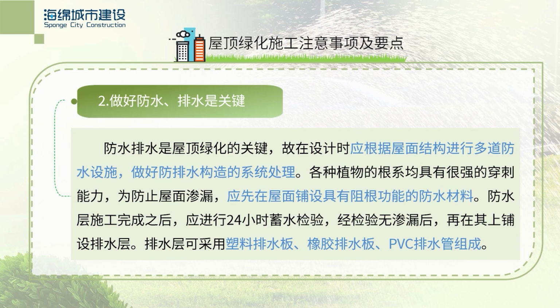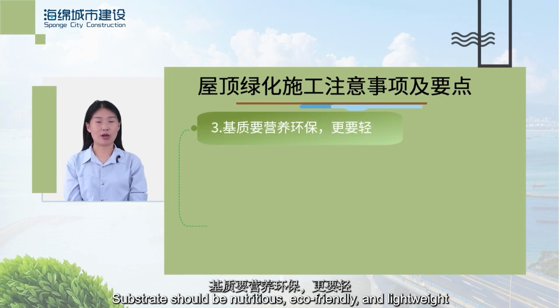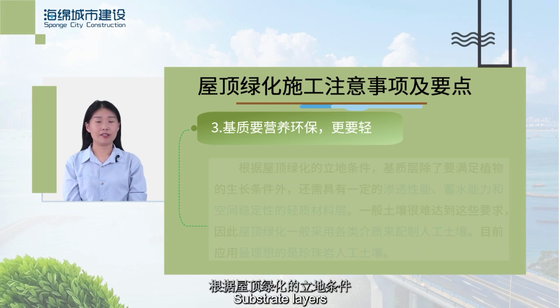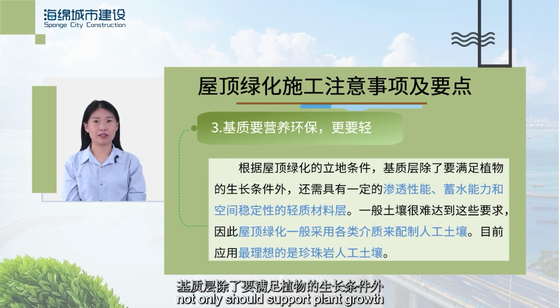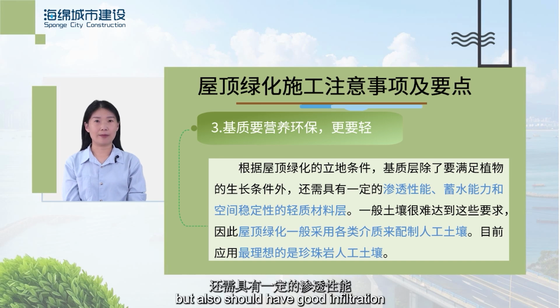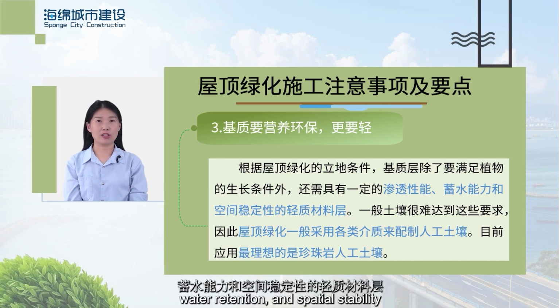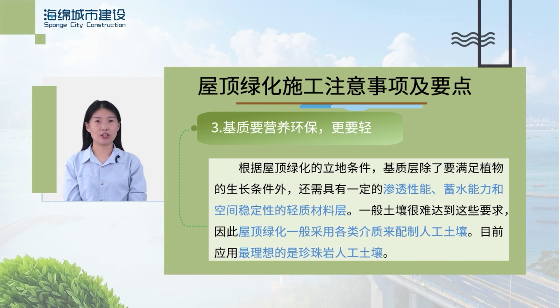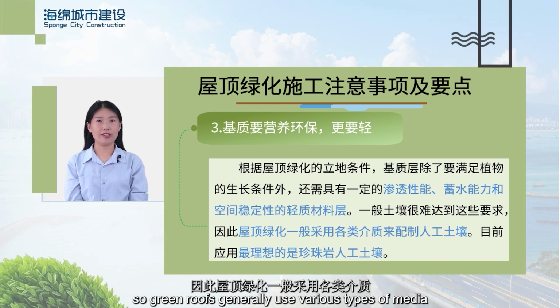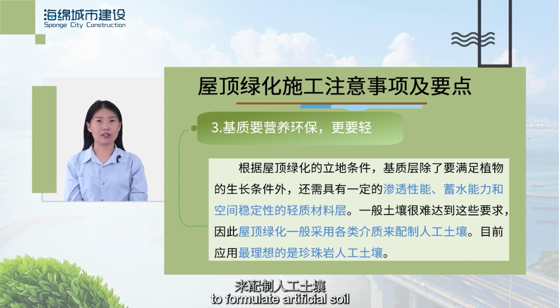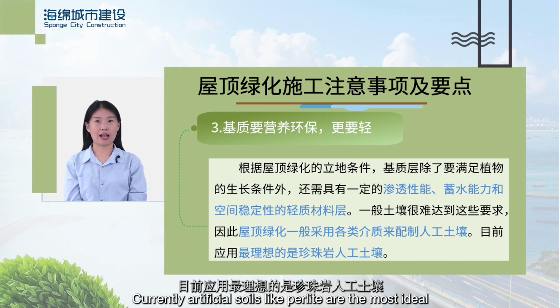At the drainage layer, drainage can use plastic, rubber boards, or PVC pipes. Substrate should be nutritious, eco-friendly, and lightweight. Substrate layers not only should support plant growth, but also should have good infiltration, water retention, and spatial stability. Natural soil rarely meets these needs, so green roofs generally use various types of media to formulate artificial soil. Currently, artificial soils like perlite are the most ideal.